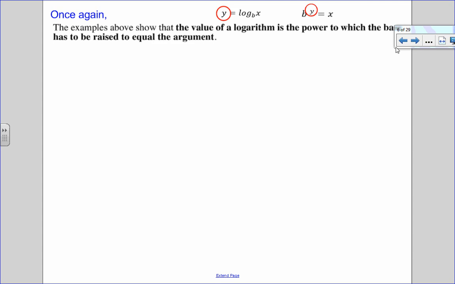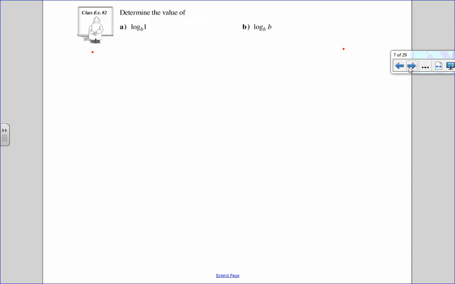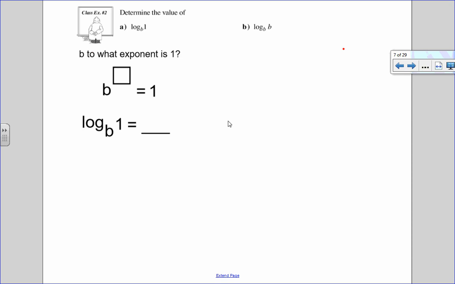So once again, these examples show the value of a log is the power the base has to be raised to equal the argument. So let's try some other ones here. If I have log base b of 1, this is saying b to what exponent is 1. So I know that b to the 0 is 1, so the value is 0. So this is our special law.